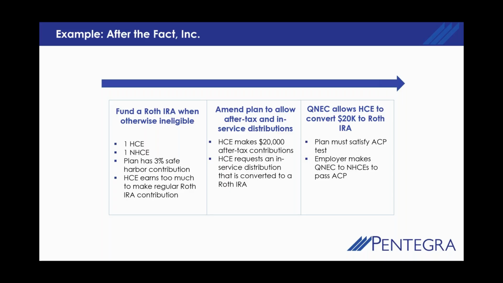This is a safe harbor 401k with a 3% fail-safe contribution. That highly compensated employee cannot do a Roth IRA. They make too much money for the Roth IRA. They can make Roth salary deferrals and Roth conversions, but they cannot have a Roth IRA. So if we allow the plan to have additional after-tax contributions from employees, that highly compensated can make an additional $20,000 of after-tax contribution, then take an in-service distribution, take it out and convert it to a Roth.